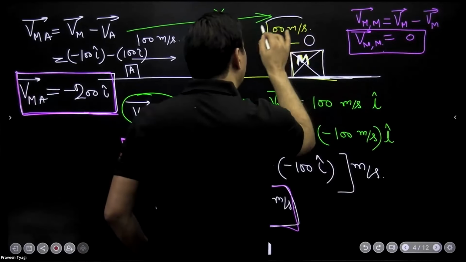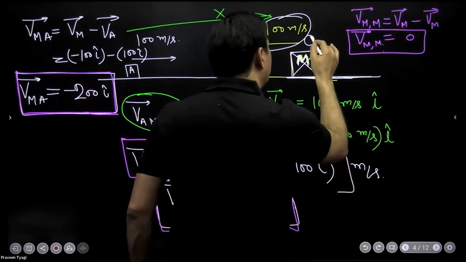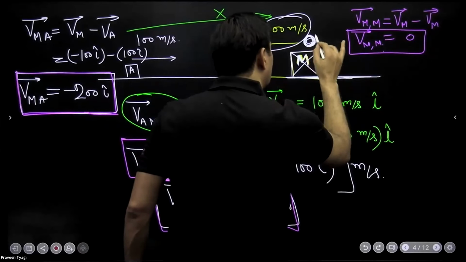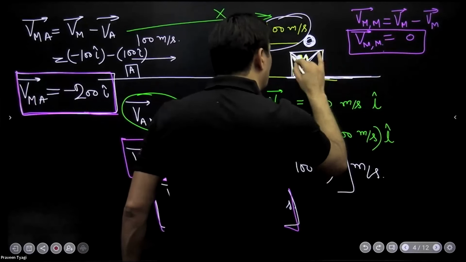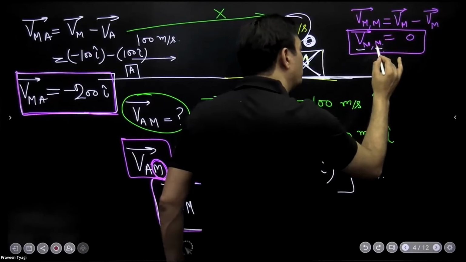So this velocity is what we see. Minasri will see her own velocity as 0. She will feel, I am standing here. I am not moving at all. Velocity of Minasri as observed by Minasri.